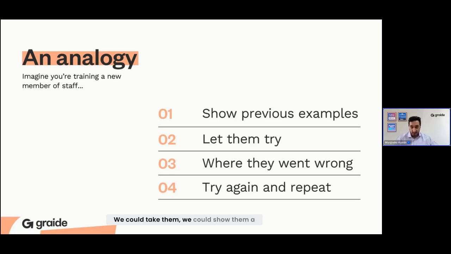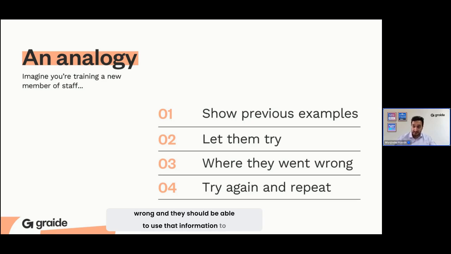We could take them, we could show them a few previous examples of how we tend to do things, see what the outputs tend to be, the decision-making processes that have occurred. And once they've done that a couple of times, we'd ask them to try it. Once they try it, they'd inevitably make some mistakes, but they might get some things right as well. So with that, we kind of tell them where they went wrong, and they should be able to use that information to be able to try again, repeat, and hopefully get better.